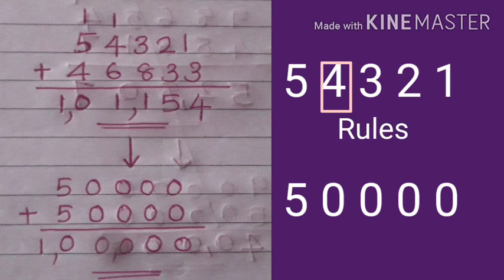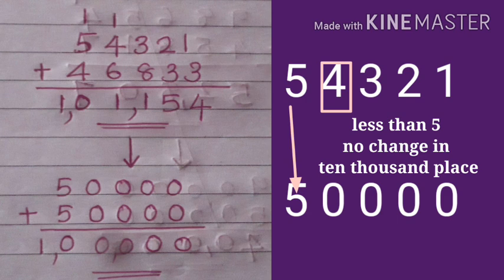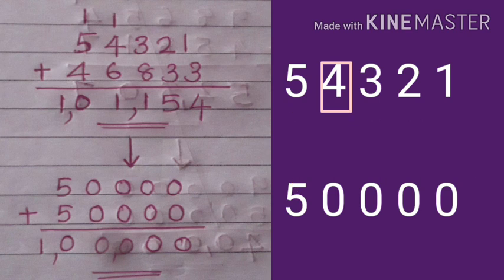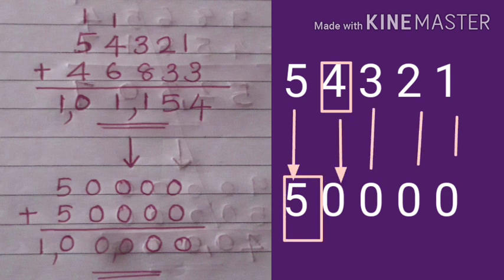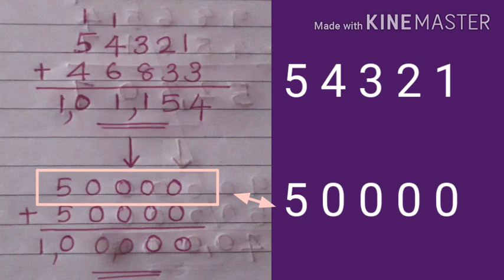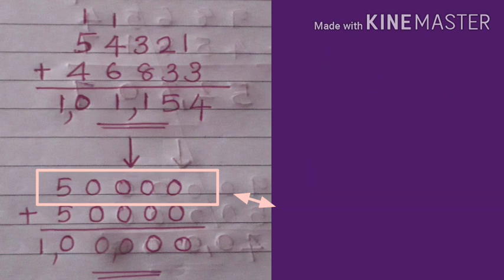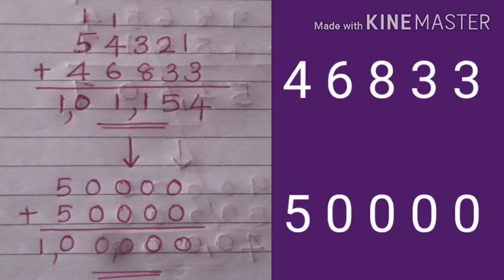In this problem, 54,321 is rounded off to the nearest 10,000s. So we look at the thousands place. The thousands place is 4, so the 10,000s place has no change. Then the remaining thousands, hundreds, tens and ones places are 0. Then we get 50,000.